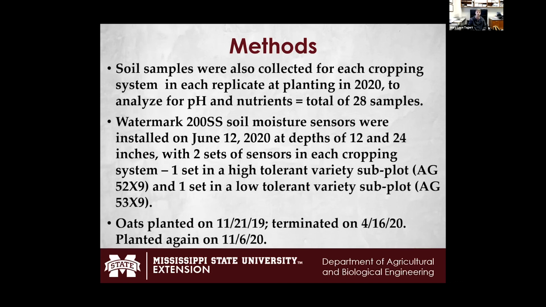Our oats were planted on November the 21st in 2019. These were terminated about a month before planting, on March the 16th. And then we planted again this year on November the 6th, 2020. We have a good stand, and it's growing now. We'll let that grow as long as we can to get as much biomass out of those cover crops as we can, and then we'll terminate that a little bit before planting time when things start to dry out.